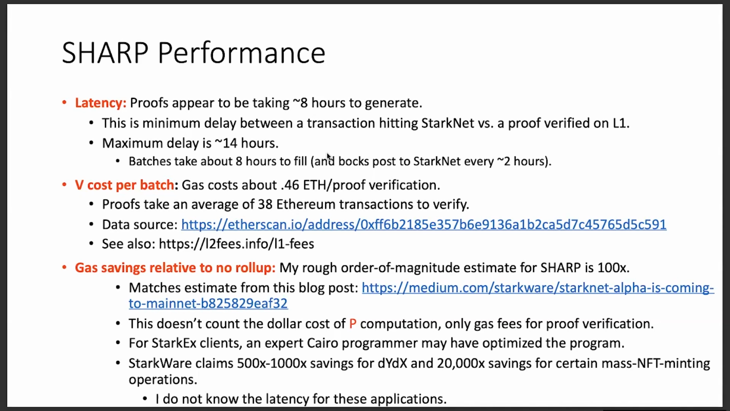I think the email said that for this 20,000x, these were like 600,000 NFT minting operations, so that would be a much bigger batch than the 90,000 transactions I was seeing in the Sharp batch. 600,000 is at least 7 times more than that, and it's specific to NFT minting. Anyway, if you get big enough batches you can see really amazing gas savings for sure. And the question is just how big can you get those batches?